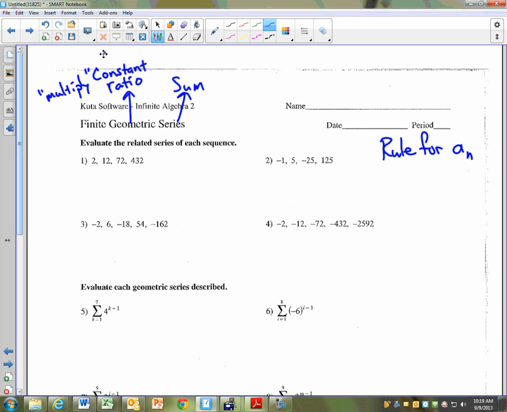Okay? So rule for a sub n. A sub n in this situation is equal to your first term. This gets really complicated. Times r to the n minus 1. Where r is your constant ratio.